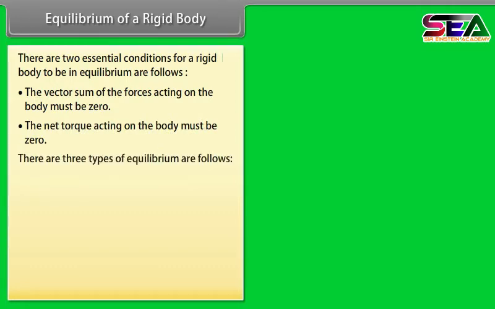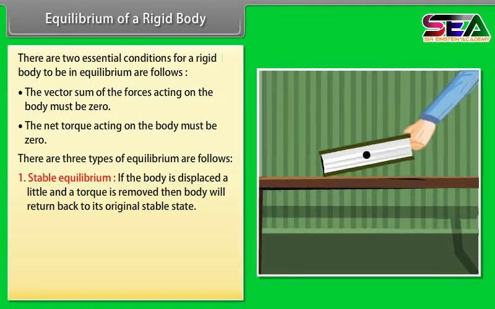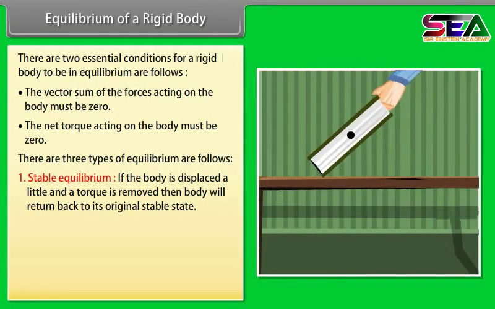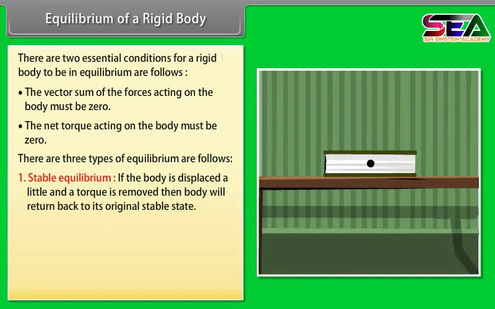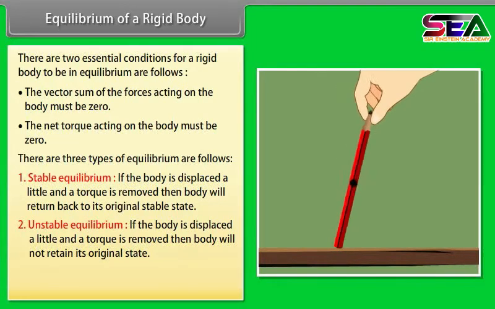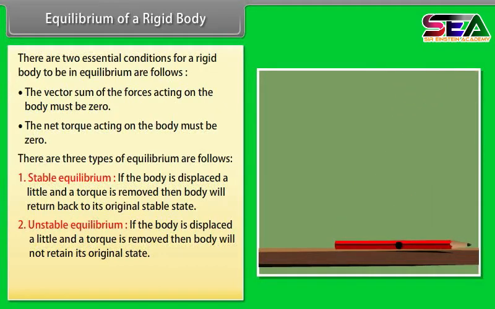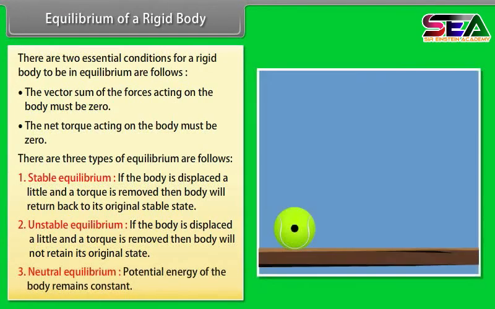There are three types of equilibrium, and they are as follows. Number 1. Stable equilibrium. If the body is displaced a little and the torque is removed, then the body will return back to its original stable state. Number 2. Unstable equilibrium. If the body is displaced a little and the torque is removed, then the body will not retain its original state. Number 3. Neutral equilibrium. Potential energy of the body remains constant.